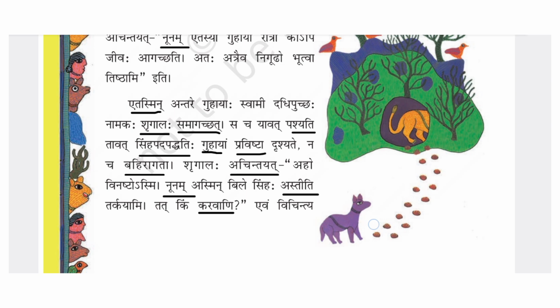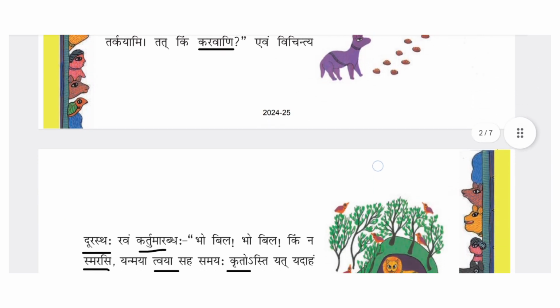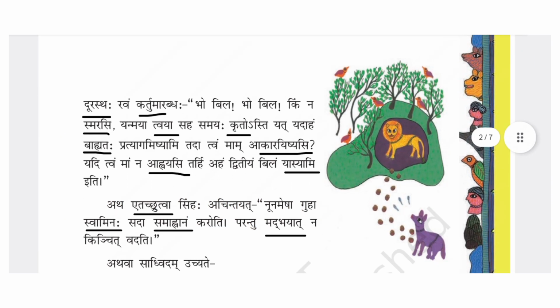Shrigalaha achintayat: aho vinashtosmi, nunam asmin bile simhaha asti, tarkayami, tat kim karavani. So the jackal started thinking, oh, I am dead now. I believe that there is definitely a lion in this cave. So what should I do? Evam vichintya durastaha evam kartum arabdhaha.